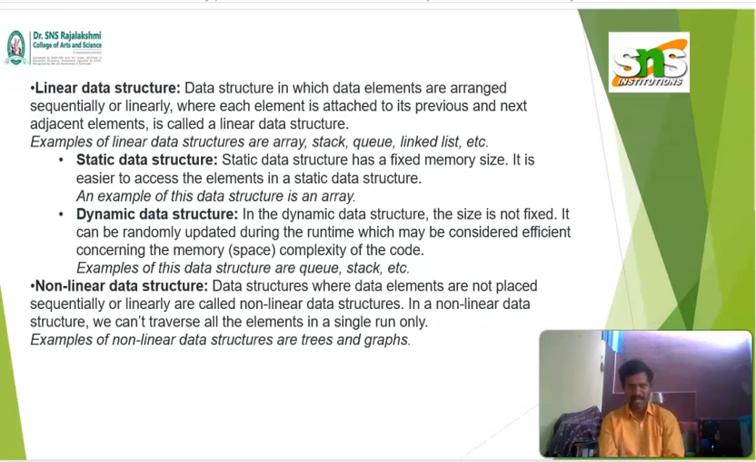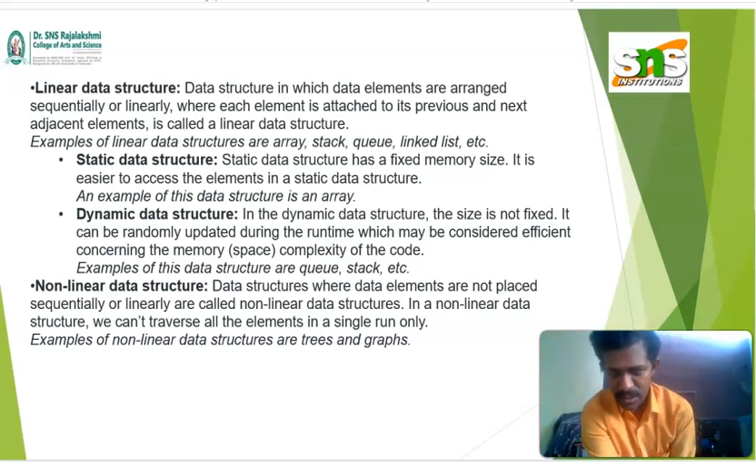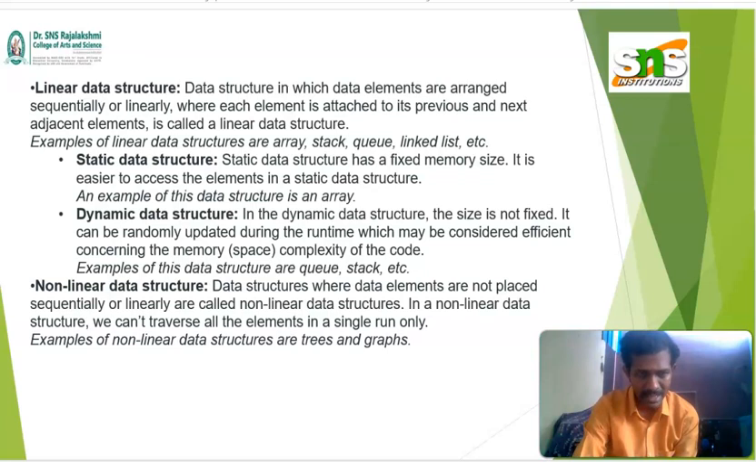A linear data structure means arranging data sequentially, orderly or linearly. If we are adding each element, it will automatically be attached to the previous or next adjacent element. This is called a linear data structure. In a linear data structure we can have static and dynamic data structures. Static means we have a fixed memory size. It is easier to access the elements in a static data structure. An example of this is an array.